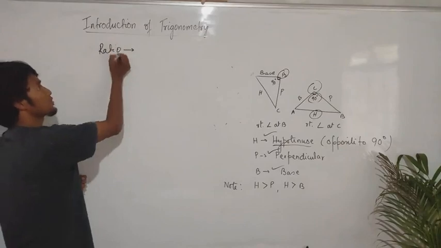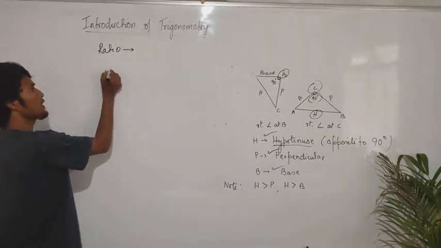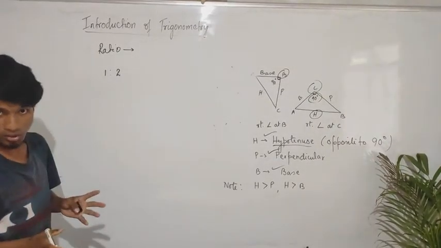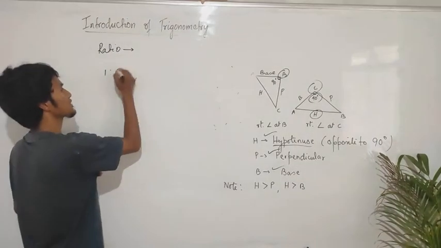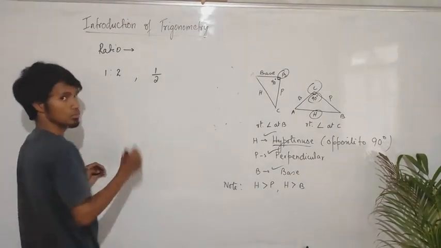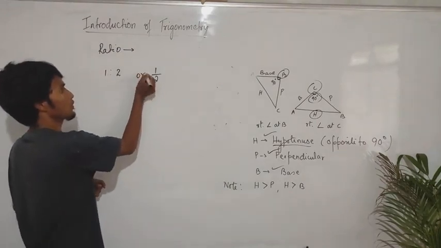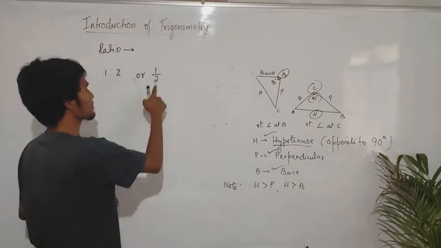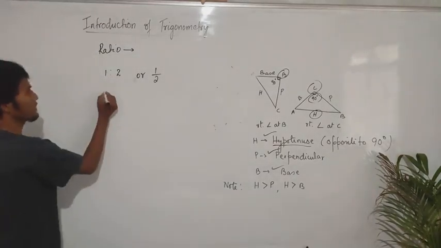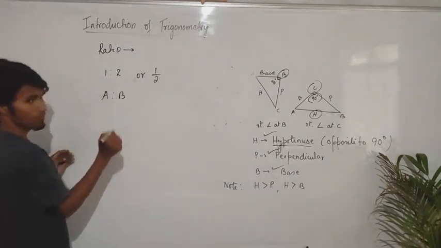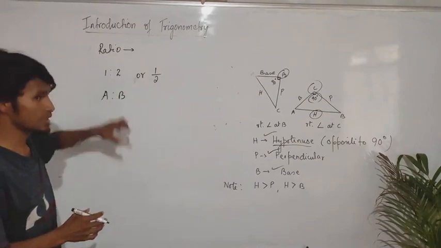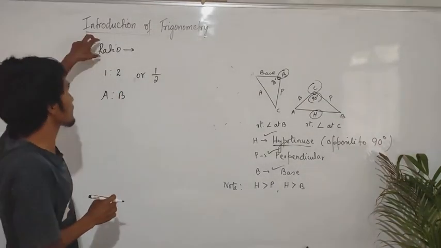And what is the meaning of ratio? Mostly you write like this, 1:2, it is a ratio. Sometimes you write this ratio as 1/2. This will be the ratio example. Then you write generally A:B. But I don't want just this representation, I want the meaning. What is the meaning of ratio?